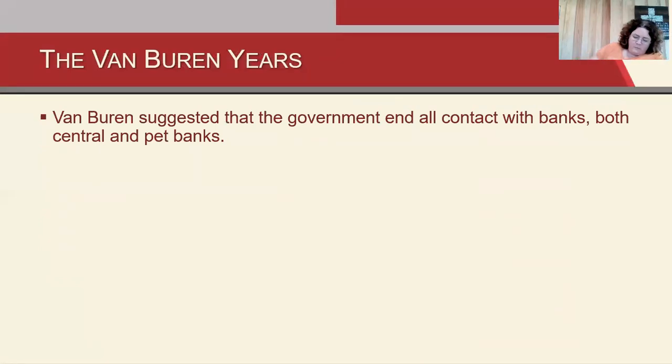Van Buren was the first president who was not born a British subject, meaning he was born after the colonies won their independence. His family was Dutch and had never been prominent in society.